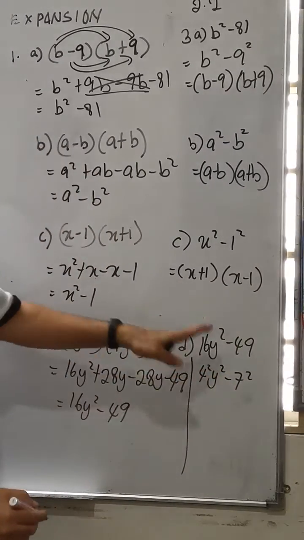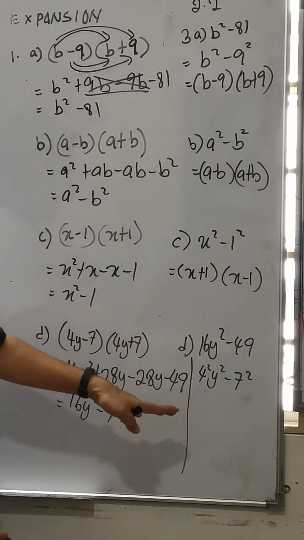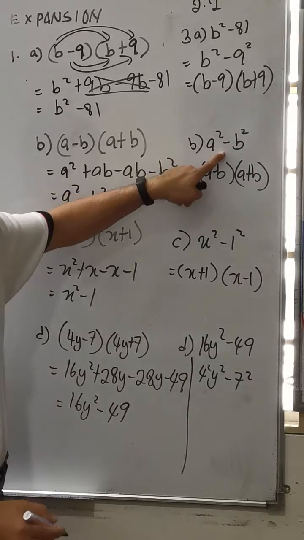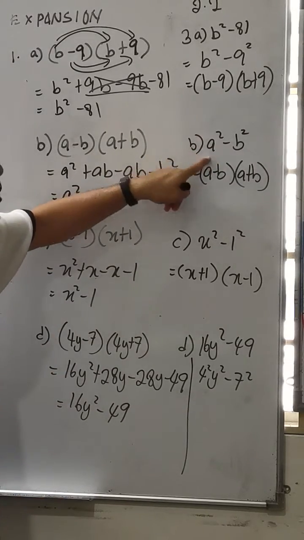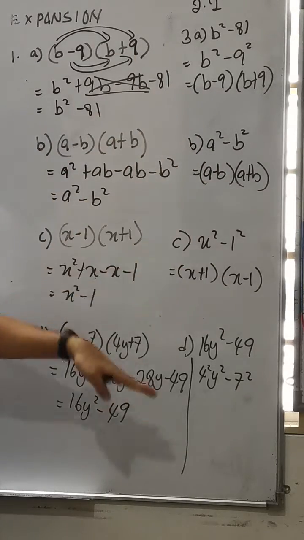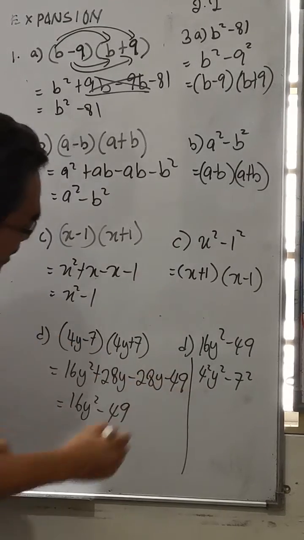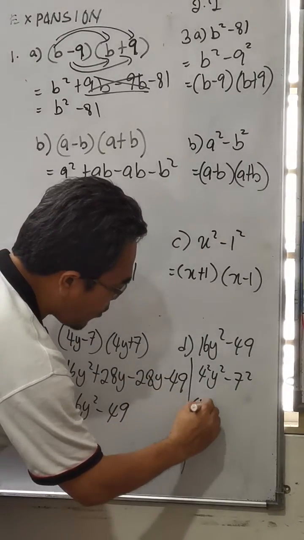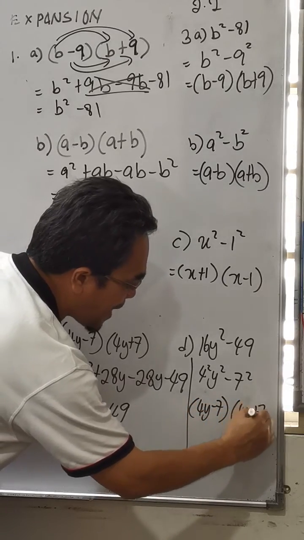If there are numbers that are not perfect squares, then it is not this pattern. And only for minus. Understand? So if sometimes you have a squared plus b squared, that is not this pattern. That is another pattern that you are going to learn in Form 4 Math. Okay. For this one, it becomes 4y minus 7 and 4y plus 7.